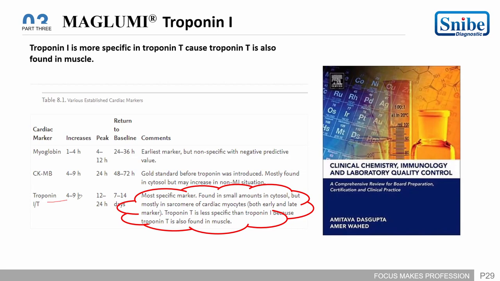If we talk about troponin I, it increases between 4 to 9 hours, and the peak value of troponin I or troponin T is achieved between 12 to 24 hours. It comes back to the baseline after 7 to 14 days. It's the most specific marker, found in a small amount in the cytosol, but mostly in the sarcomeres of the cardiac myocytes. It is both an early and late marker, and troponin T is less specific than troponin I, because troponin T is also found in the muscles. So this is about the advantage of troponin I versus troponin T, and then the clinical utilization of that.